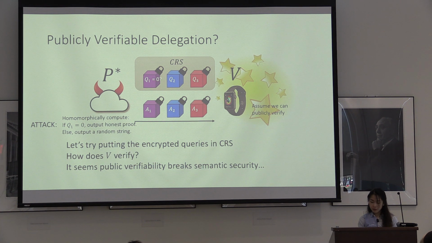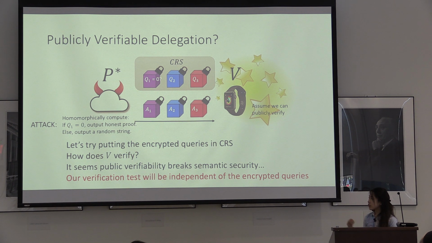But our verification test will actually be independent of the encrypted queries. So if you think about this attack, it's implicitly assuming that the verification is going to check an explicit relation between the queries and answers. But our verification test will be very weak in a sense. It's actually just going to check that the correct homomorphic operations were performed in a way that's completely independent of the encrypted queries. And in this way, we can have public verification while still using a secure encryption scheme in the CRS.